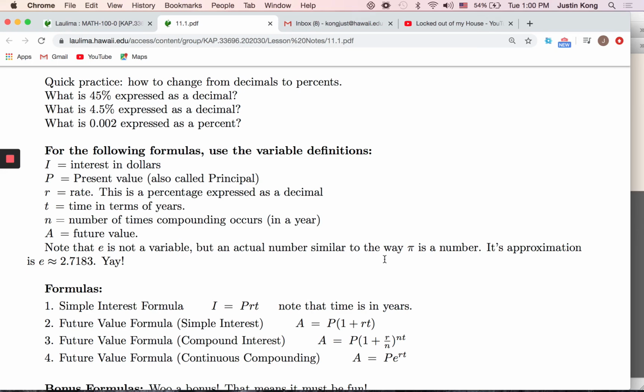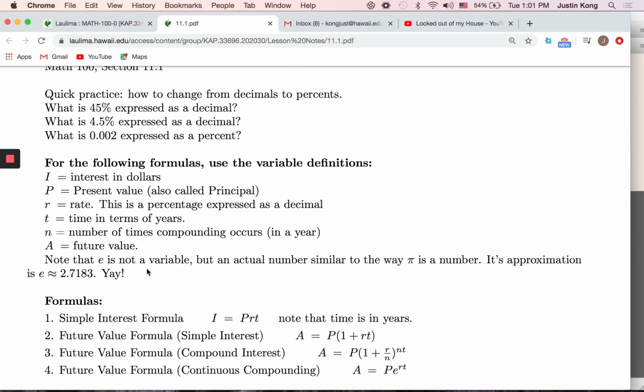You know how pi is roughly 3.14, but it goes on past that, right? E is similar. It's roughly 2.7183, but the digits go on and on forever, kind of like pi. All right, so those are what the letters represent. Let's talk about the first four formulas.